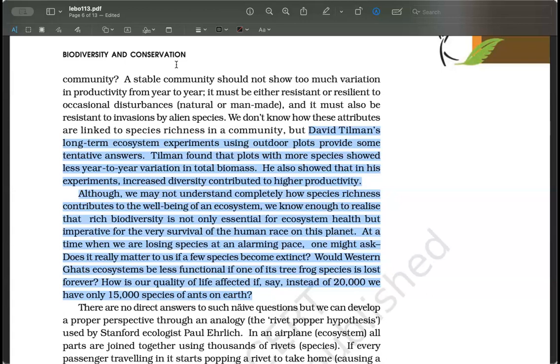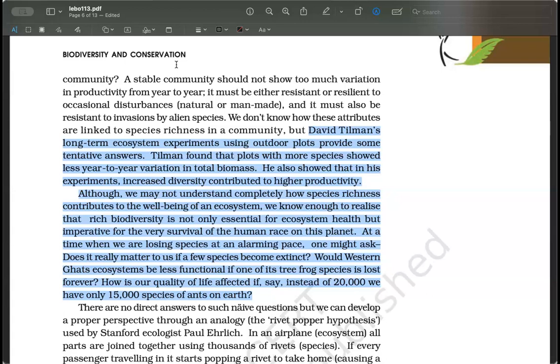does it really matter to us if a few species become extinct? Would the Western Ghats ecosystem be less functional if one of its tree frog species is lost forever? How is our quality of life affected if, say, instead of 20,000, we have only 15,000 species of ants on Earth? So these are the questions. To these questions, we have no fixed answer as of now. So that's what David Tilman did.